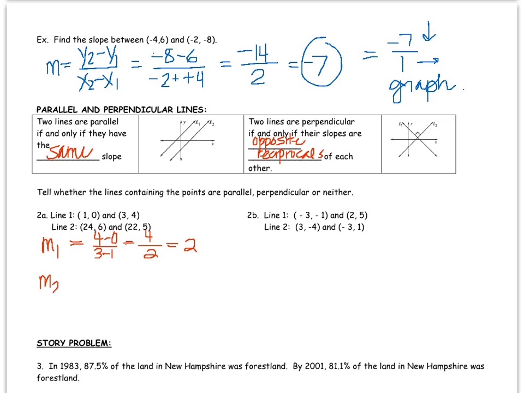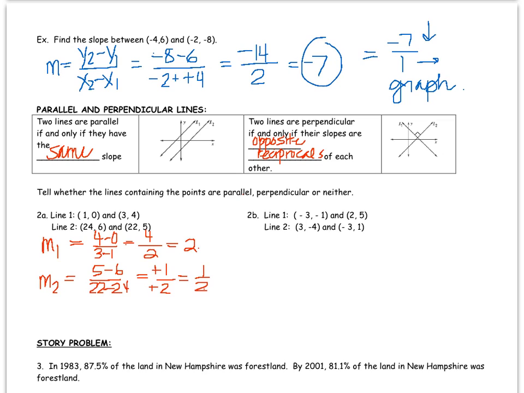Okay, the slope of my second line, 5 minus 6 over 22 minus 24. So I've got a negative 1 on top. 22 minus 24 is negative 2 on bottom. A negative and a negative cancel out to make a positive. I have positive 1/2. Now, we're going to start with parallel.